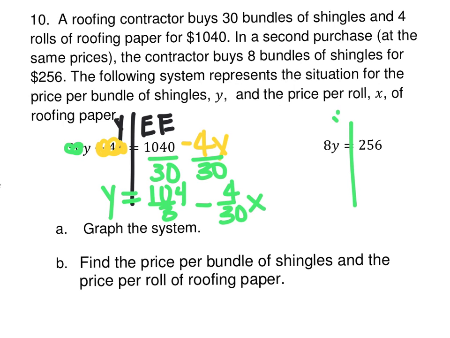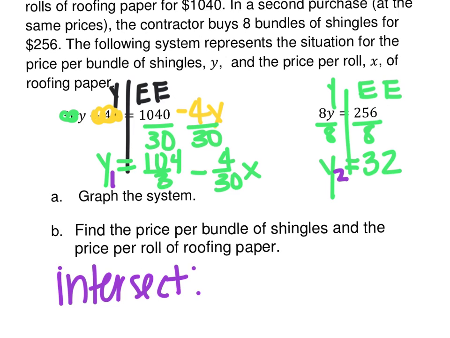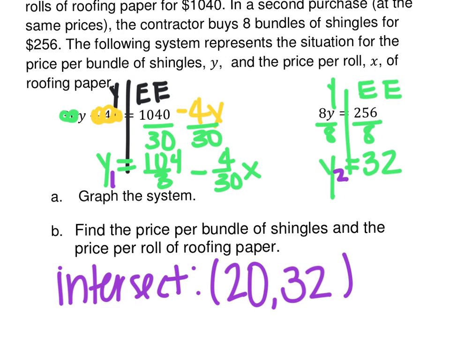My second equation, to get y by itself and everything else on the other, I just need to divide both sides by 8. And 256 divided by 8 is going to be 32. So once we've graphed this, we're going to find the intersections. We're going to have to put this in the calculator. You're going to put this one in y1 and the second equation in y2 and find out where they intersect. And you are going to end up with the ordered pair (20, 32). That is where these are going to intersect, so that's going to be our solution. If you need help with putting this in the calculator and finding the intersection, please ask.